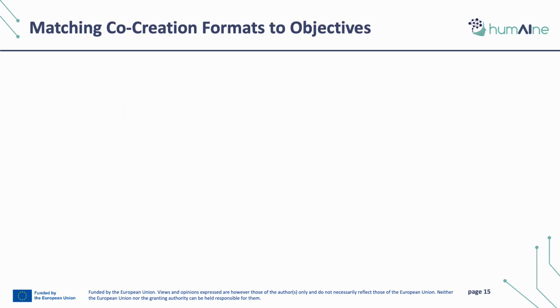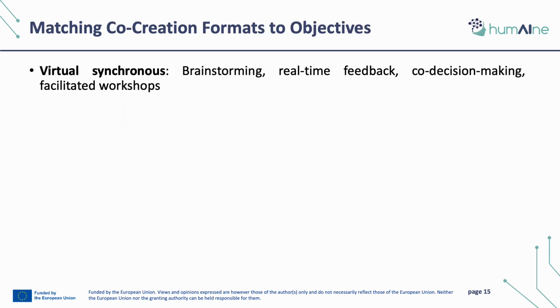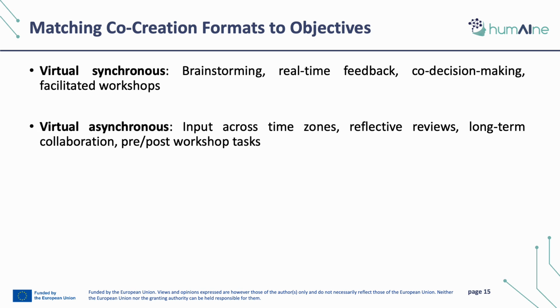Virtual synchronous sessions happen in real time, great for brainstorming, getting immediate feedback, making joint decisions, or running guided workshops. Virtual asynchronous sessions let people contribute at different times. They're useful across time zones, for reflective reviews, long-term collaboration, or pre- and post-workshop tasks.